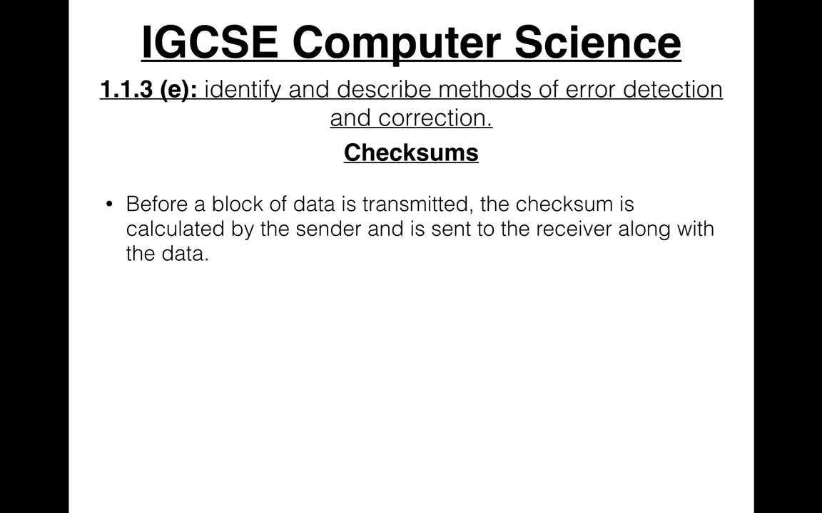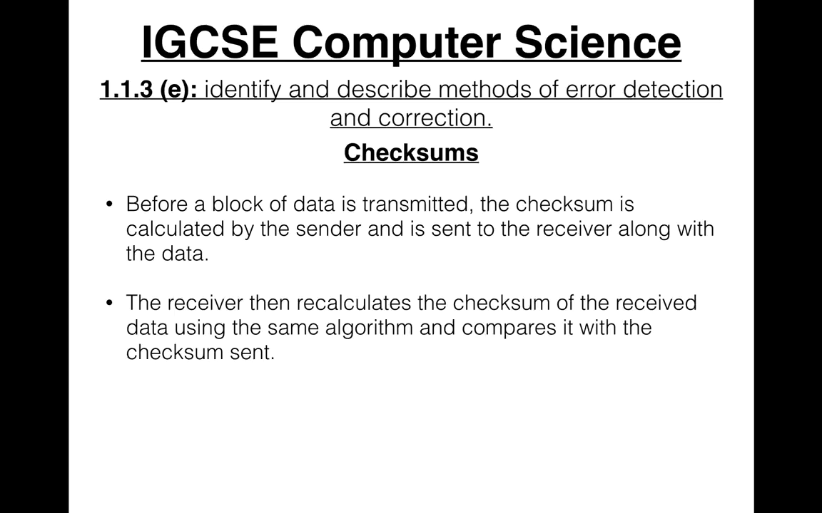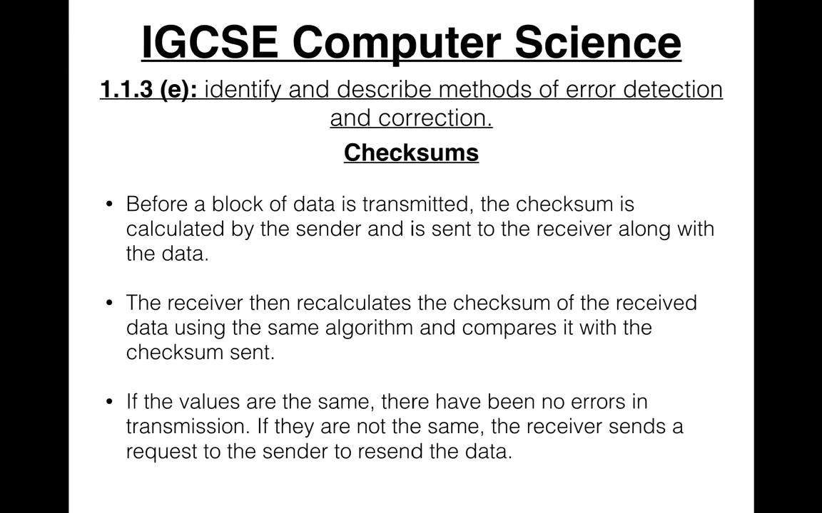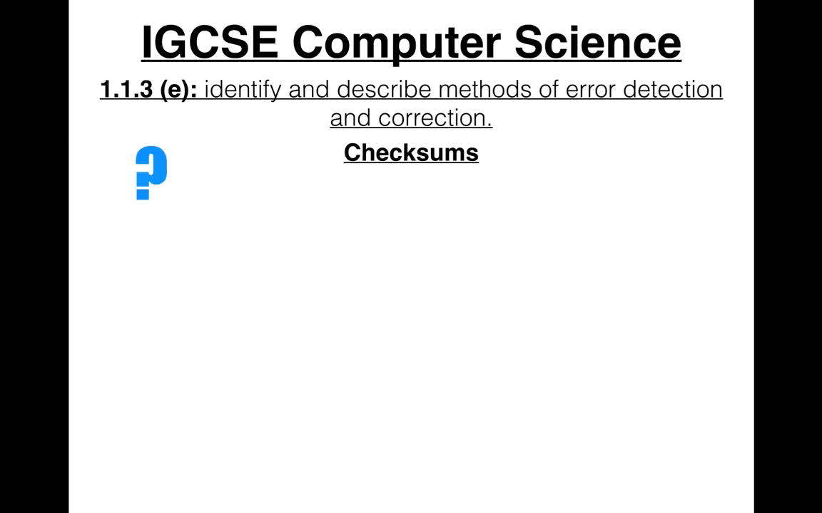So before a block of data is transmitted, the checksum is calculated by the sender and is sent to the receiver along with the data. The receiver then recalculates the checksum of the received data using the same algorithm and compares it with the checksum sent. Now, if the values are the same, then there have been no errors in transmission. If they are not the same, of course, the receiver sends a request to the sender to resend the data.